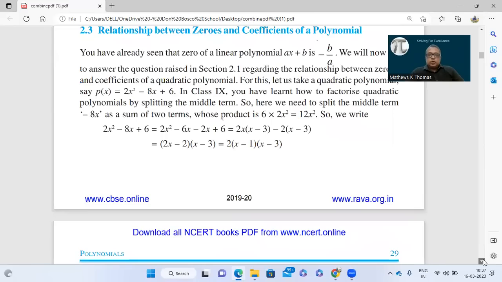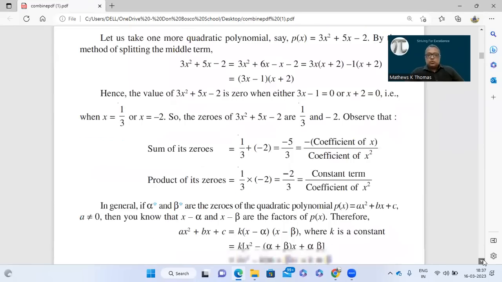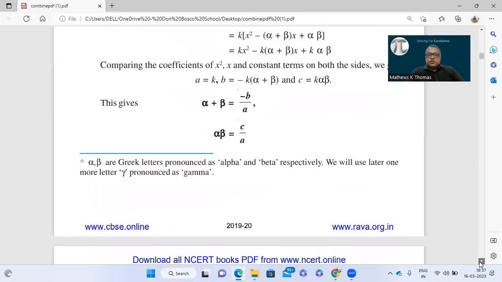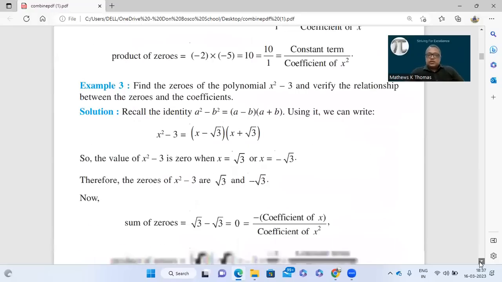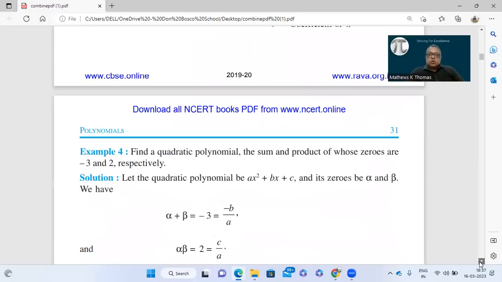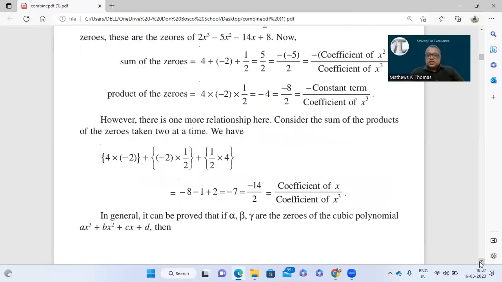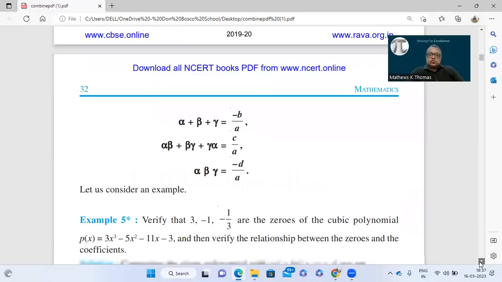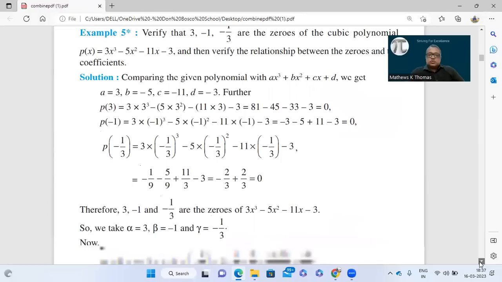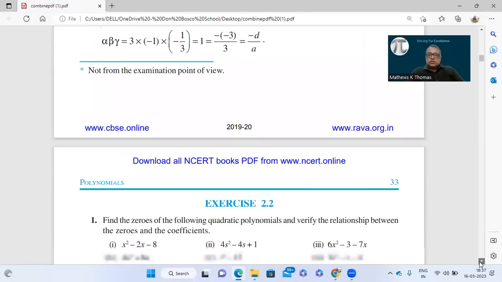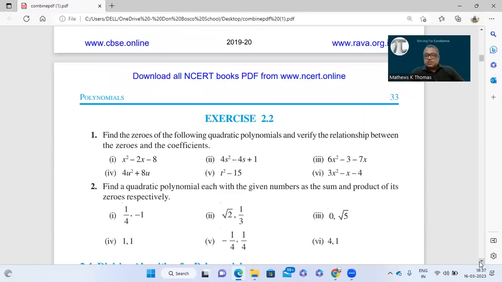Then we go on to 2.2. In 2.2, finding zeros is very important. How to find the zeros? That is by splitting the middle term or by using the identities a square minus b square. There is some question based on that. And also there are some questions where you have to find the zeros and verify the relation between zeros and the coefficients. That is exercise 2.2.